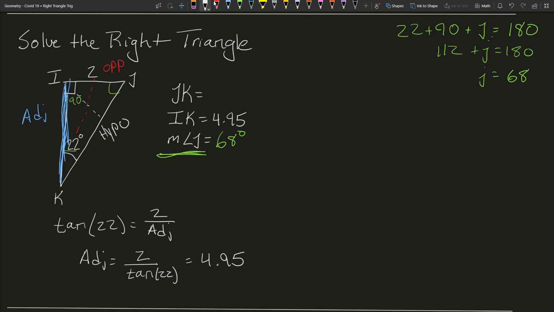And to find JK, that hypotenuse, what I would do is use sine of 22. And again, you're going to get something that looks pretty similar. And then when you plug 2 over sine 22 into a calculator, you get 5.34.